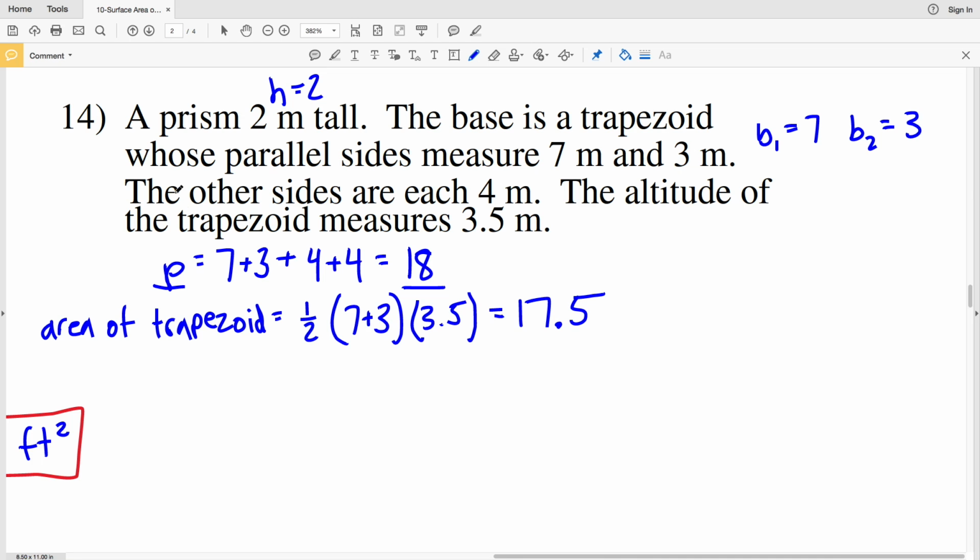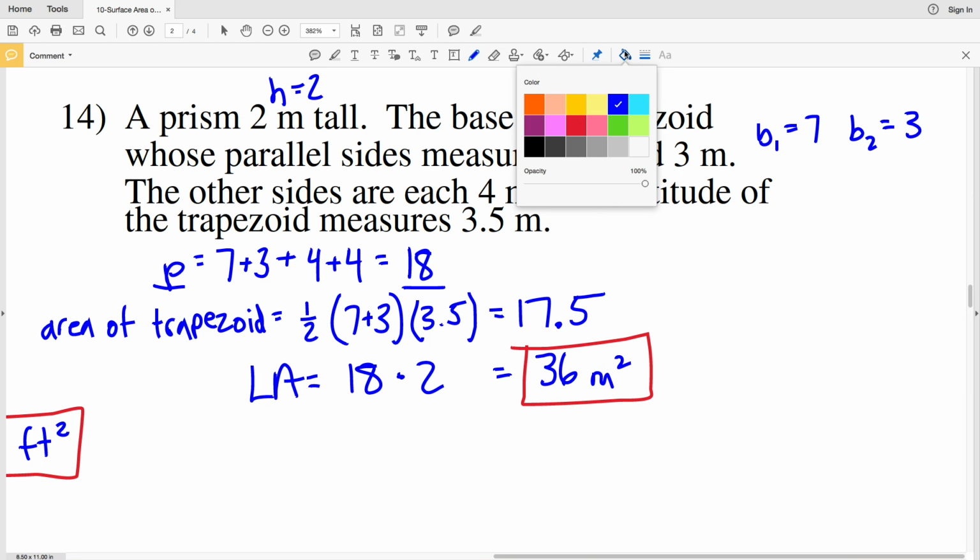Now let's calculate the lateral area and the surface area, given the perimeter of the trapezoid is 18 and the area of that base is 17.5. Lateral area equals the perimeter of the base, which we calculated to be 18, times the height of the prism, which is 2 meters tall. So the lateral area, 18 times 2, is 36, and since everything's in meters, area is meters squared.